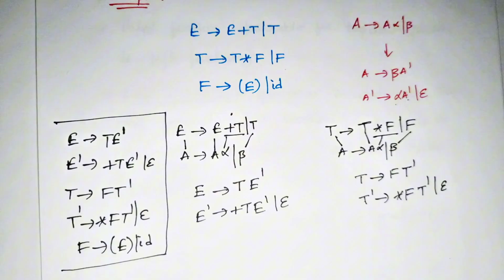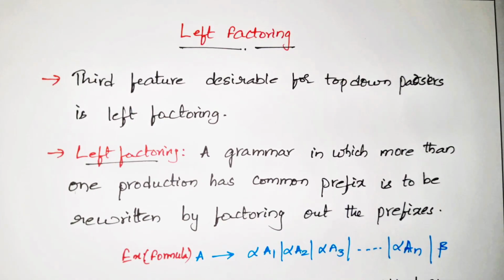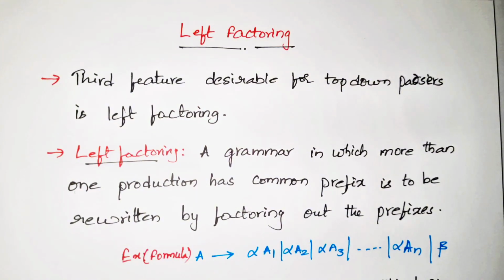Now let us see what we mean by left factoring. For top-down parsers like the LL1 parser, the grammar should be free from ambiguity and left recursion. Another important requirement is left factoring. Left factoring is the process of rewriting a grammar when two or more productions of a non-terminal begin with the same prefix. Since a top-down parser makes decisions based on the next input symbol, common prefixes can create confusion. Left factoring removes this problem by factoring out the common prefix.